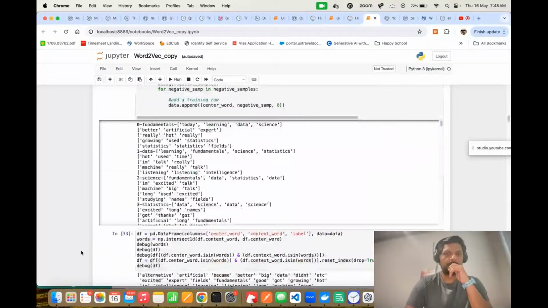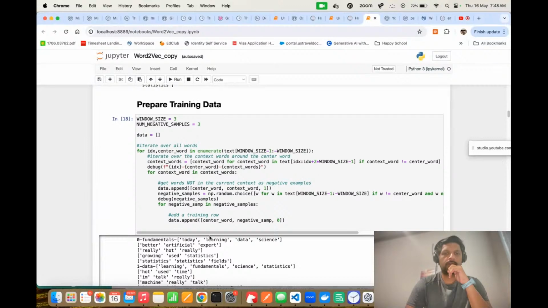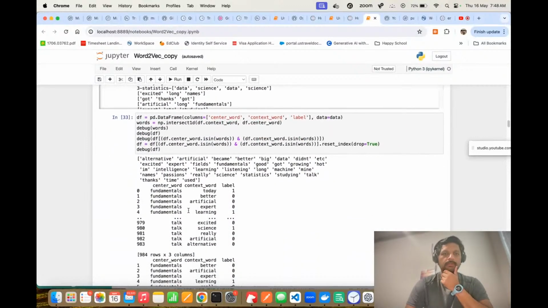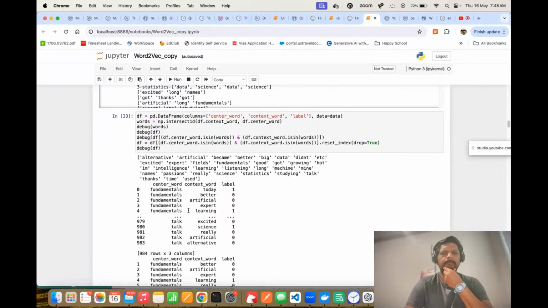So this piece, we understood the code part of it. We're just preparing the data. In this data, as we understood yesterday, where the context word and center word have any intersection with respect to repetition, those words are being removed from the list. But in this context, there are not many words which are repeated and removed.